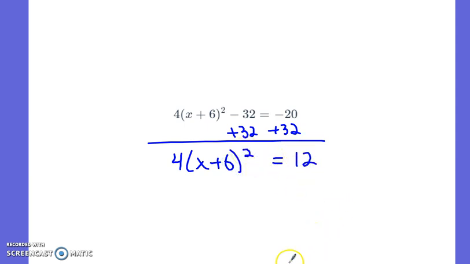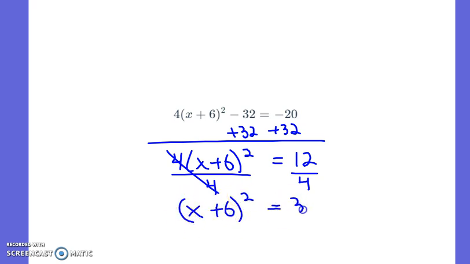Going to give you 12. Okay. Divide by 4 to get that 4 out of there. That was the next thing that's going on. So we'll end up with x plus 6 squared equals 3. And when I square root both sides, I'll get x plus 6 equals square root of 3. Don't forget, though, there's positive and negative square roots. And then we'll subtract 6 to get x by itself.